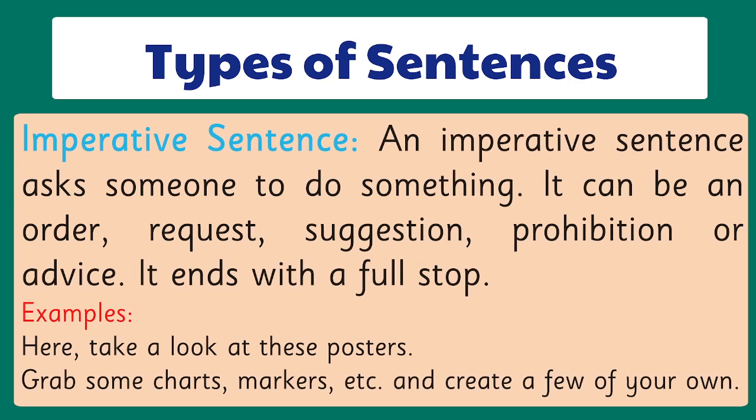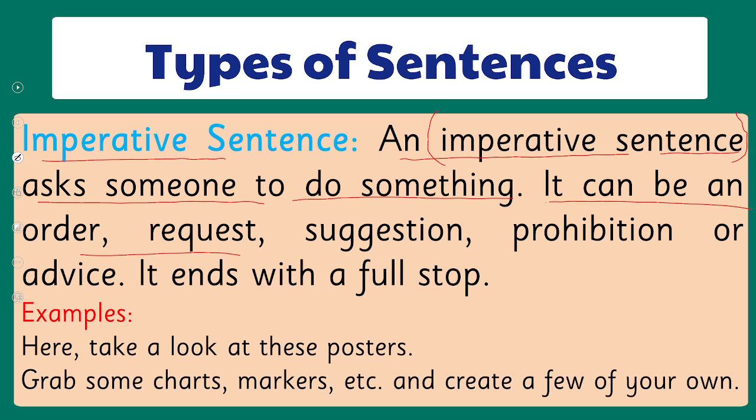So let's go further. Here we have the second type of sentences, the imperative sentences. What are they? An imperative sentence asks someone to do something. So when through the use of language we ask someone to do something, we are actually using imperative sentences. Imperative sentences are based on content in which we are asking someone to do something. I hope you have understood what imperative sentences are. It can be an order, request, suggestion, prohibition, or advice.